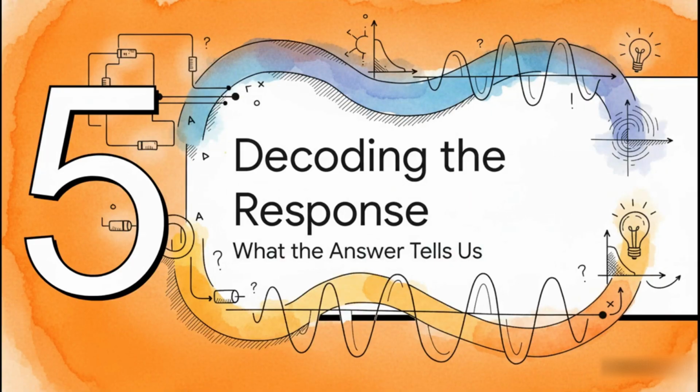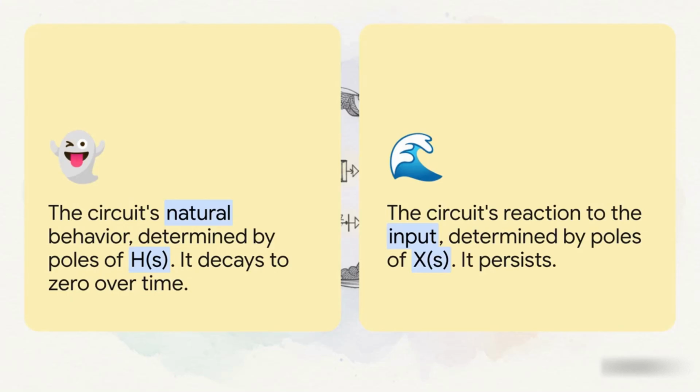Now, getting an answer is one thing, but knowing what it means is where the real insight is. And the beauty of the S domain is that it neatly splits the circuit's behavior into 2 different parts. A circuit's total response is really 2 stories told at once. You have the transient response. That's the circuit's own natural reaction.